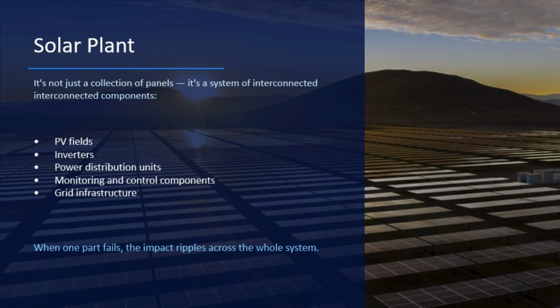Take a solar plant. It's not just a collection of panels, but a system of PV fields, inverters, power distribution, monitoring and control components, and grid infrastructure. When one part fails, the impact can ripple across the whole system. Without system-level visibility, root cause analysis is slow and inconsistent.